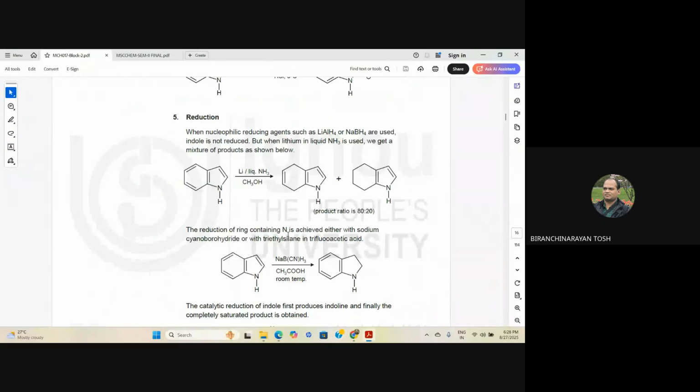Similar to above, the dimethylamino group of gramine can also be displaced by reaction with other nucleophiles such as cyanide, as shown here. So it will be converted to CH2CN, alpha alkylidene indolenine.